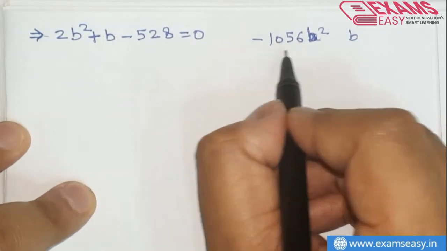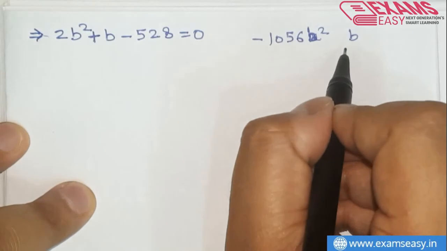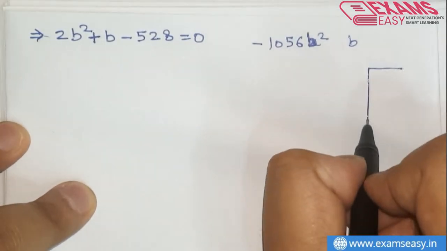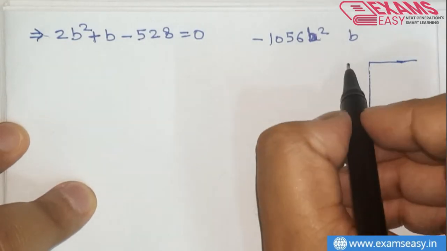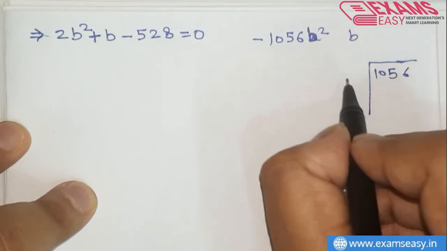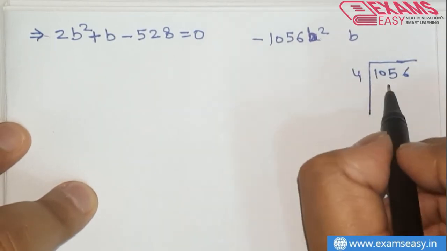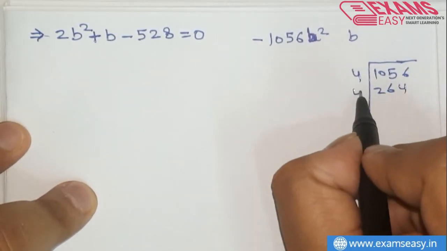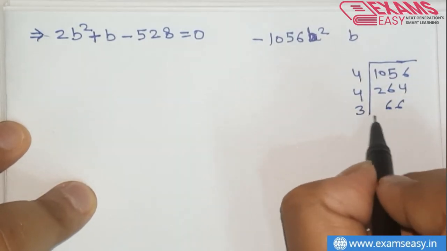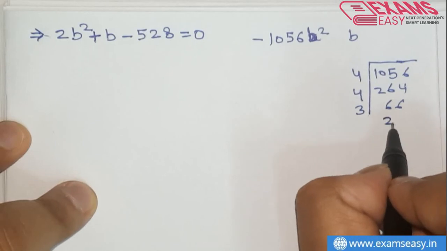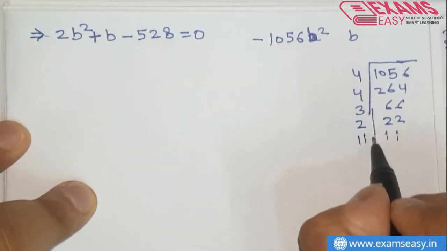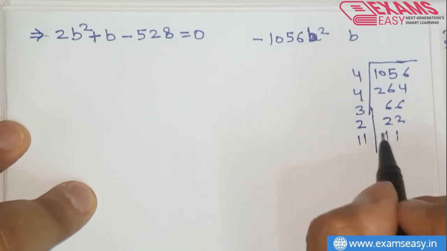So let us factorize this. Let us see what the possible combinations are. First we will find the factors of 1056, that makes our task easy. So it will have factors 4, 4, 3, 2 and 11.